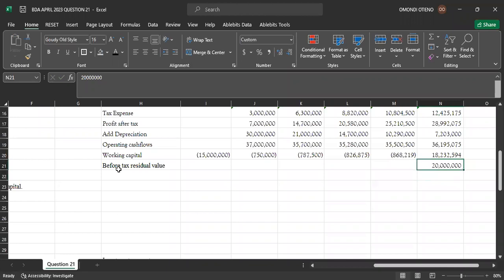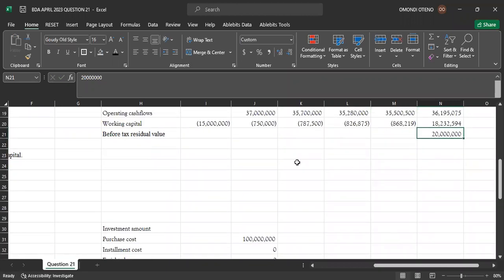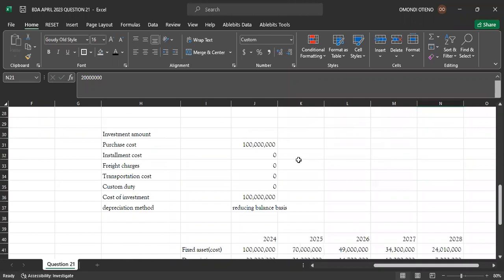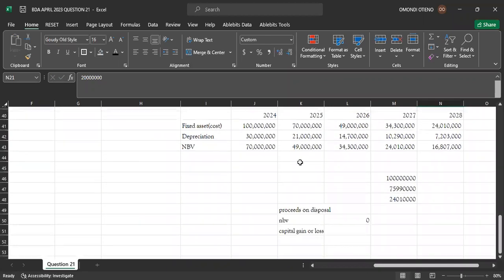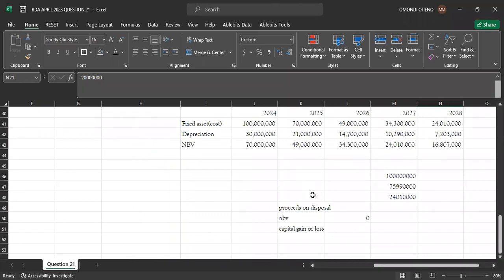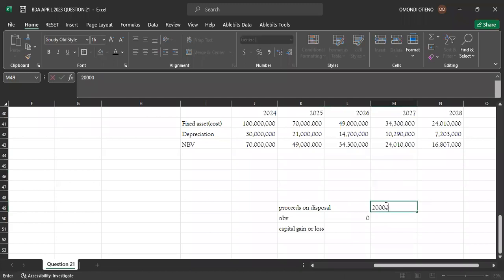So after getting the before tax residual value as one of the terminal cash flows, we now look for our net book value and compare it with it. So proceeds on disposal or before tax residual value, what do we have there? We have been given 20 million.